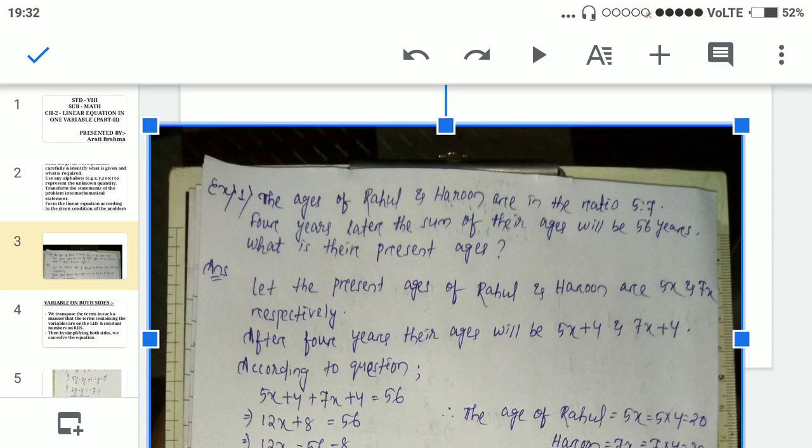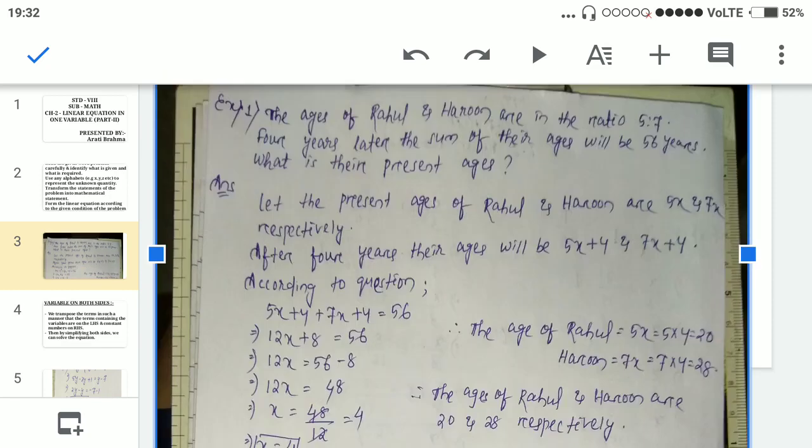After 4 years, that means 4 साल के बाद, so you have to add plus 4 here. Both the ages you can add plus 4 to, that is 5x plus 4 and 7x plus 4. According to the question, the summation of both the ages is 56 years, no? So 5x plus 4 plus 7x plus 4 is 56, and 5x plus 7x is 12x, and 4 plus 4 is 8.